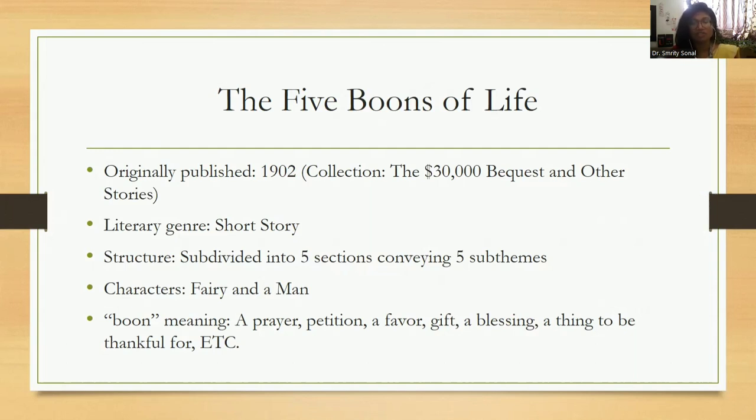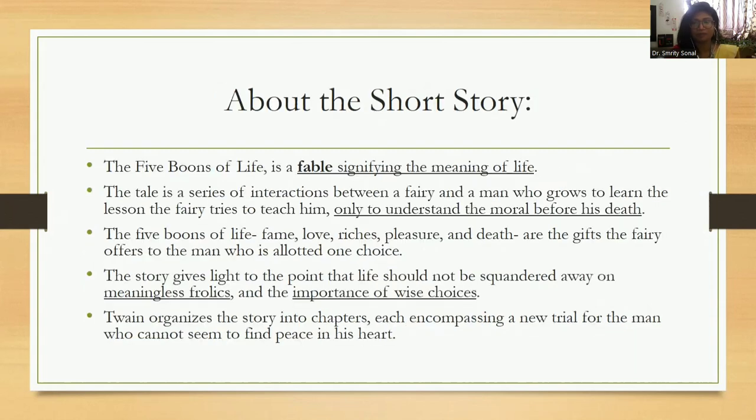So boon in general means a prayer, a petition, a favor, a gift, a blessing, or something that one needs to be thankful for. So definitely we are going to see certain morals of life through the story.